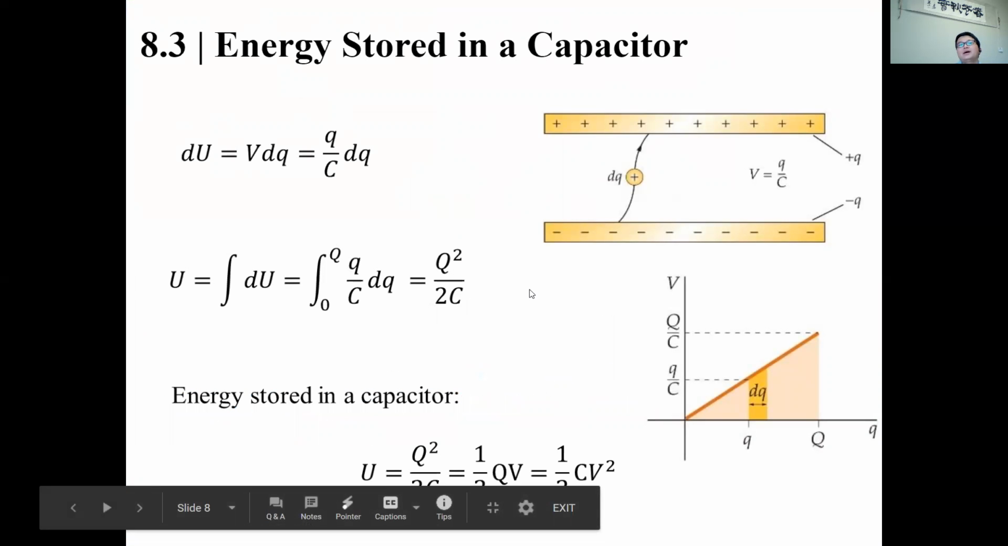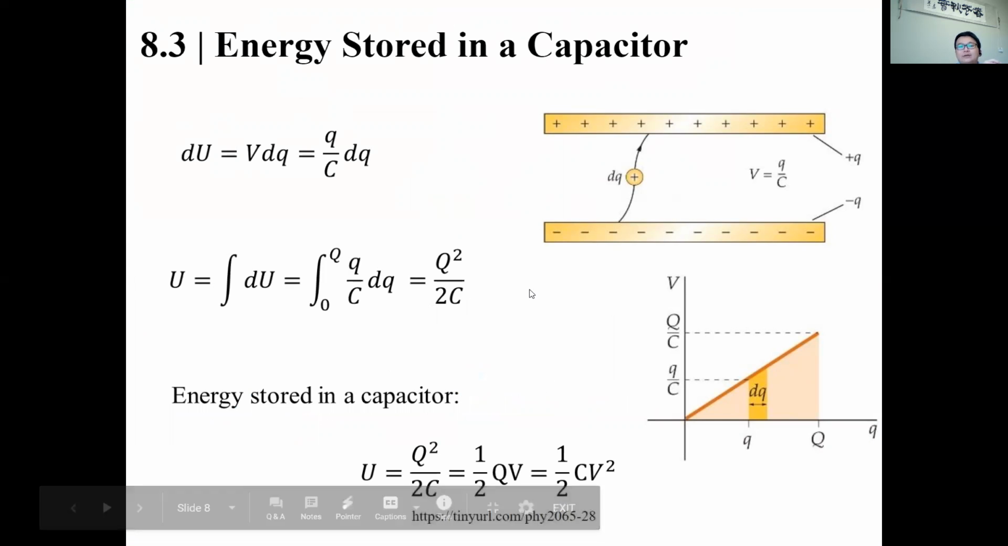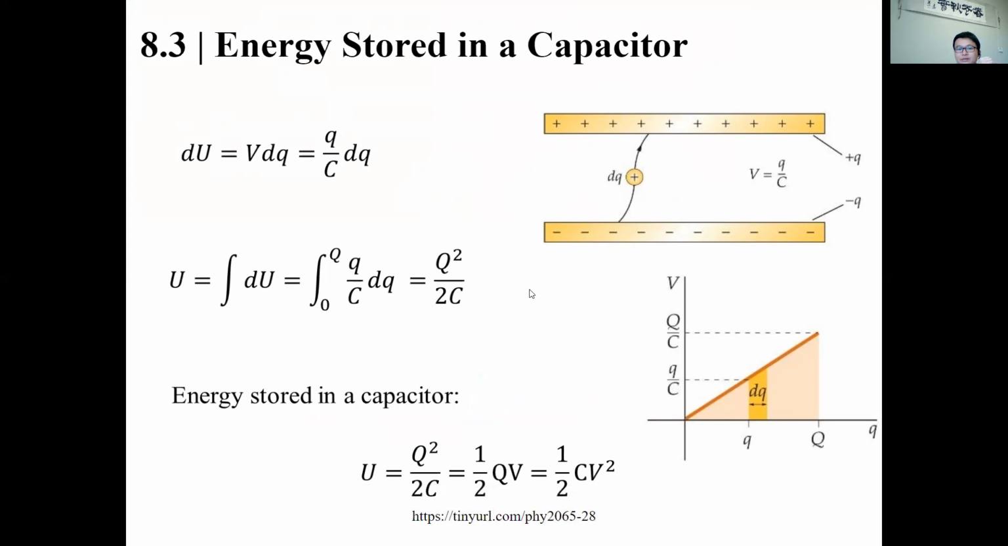We also talked about the energy stored in a capacitor. Basically, the energy stored in a capacitor is equal to either Q squared, the charge built up, divided by two times the capacitance, or one half of the charge times the voltage between the two plates, or one half of the capacitance times the voltage built up squared. Okay, so those three expressions.